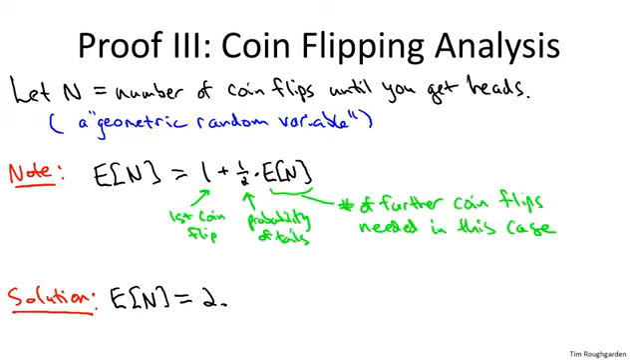To make sure you haven't lost the forest for the trees, let me remind you why we were talking about this coin flipping analysis in the first place. Recall on the previous slide, we showed that X_j, the number of recursive calls you expect to see in a given phase j, is bounded above by the expected number of coin flips until you get heads. So this exact calculation of 2 for the coin flips gives us an upper bound of 2 for the number of recursive calls on average in any given phase j.